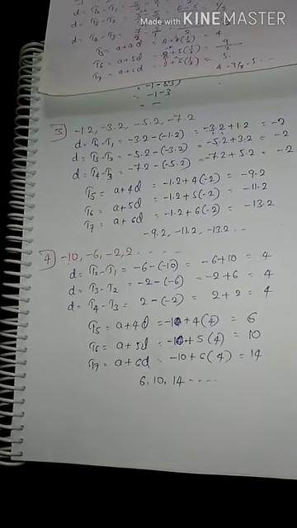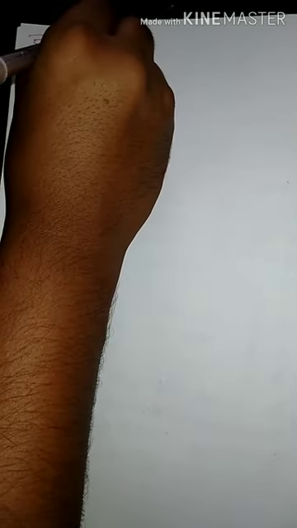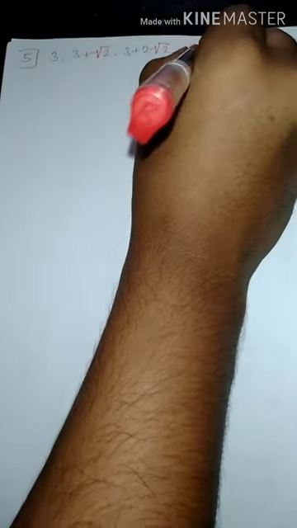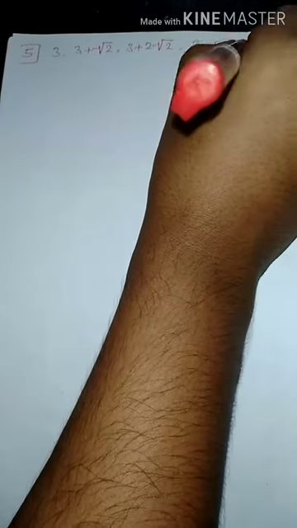The next, fifth one: 3, 3 plus root 2, 3 plus 2 root 2, 3 plus 3 root 2, and so on.